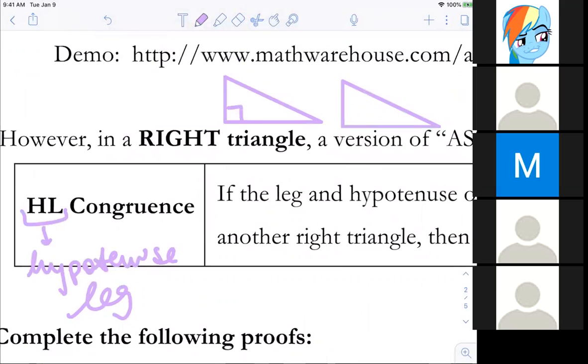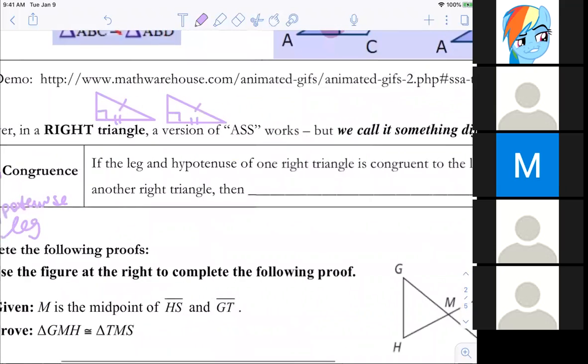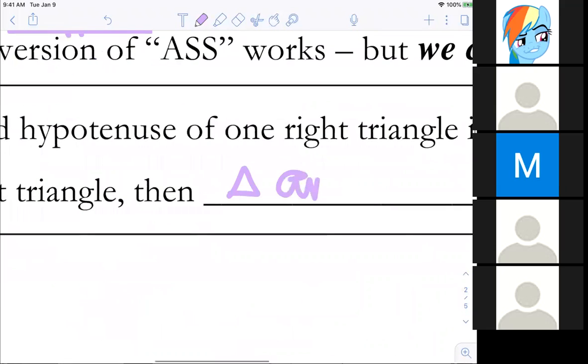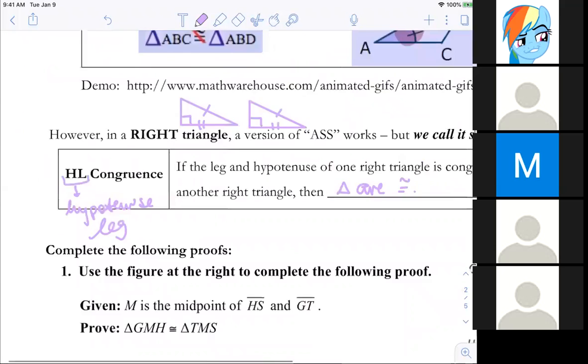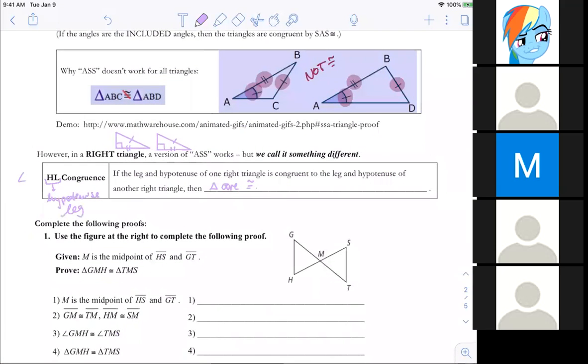If I have a right triangle and the hypotenuse, which is the longest side across from the right angle, if the hypotenuses are congruent, and if one of the legs, whether it's the vertical one here or the one on the bottom, is congruent, then that means the whole triangles are congruent, and that's called HL congruency. Then the triangles are congruent. So this is the 5th one we did.